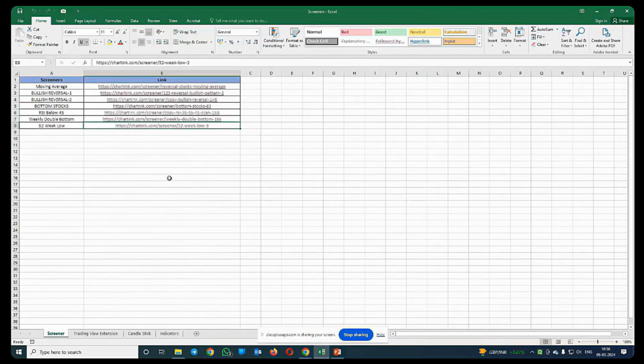So these are a few of the scanners. You can use any scanner, because in charting there are so many scanners. When you type 52-week low, you'll find so many scanners. You go for lowest, maybe all-time low, or maybe double weekly bottom, or RSI. If RSI is below 45, or maybe you can keep it below 25 also. You'll find very good stocks which are ready to turn around.